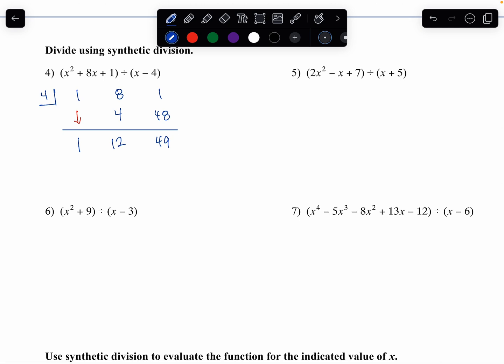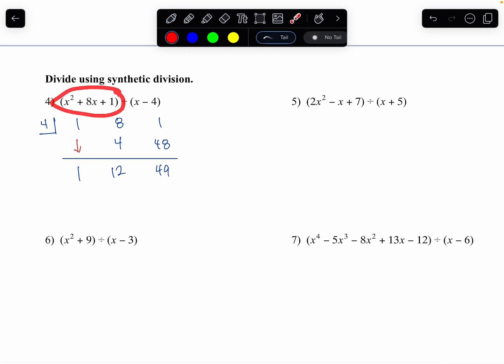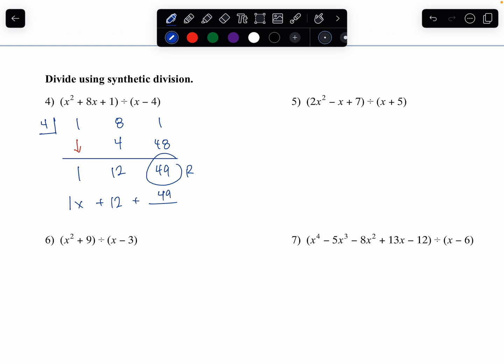I just have to write it accordingly. So if this is of degree 2, whatever degree this is, your answer is going to be 1 less. So this is degree 2. This polynomial written here is going to be of degree 1, and this is the leading term. This is the coefficient of the leading term. So my polynomial is going to be 1x plus 12. This is the remainder. So then plus 49 over x minus 4. So again, this is of degree 2. These are the coefficients of my dividend. These are the coefficients of my quotient.